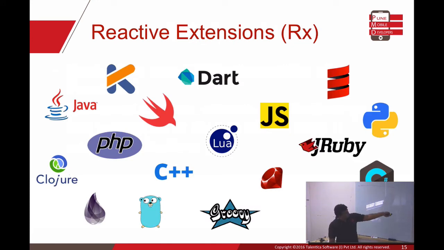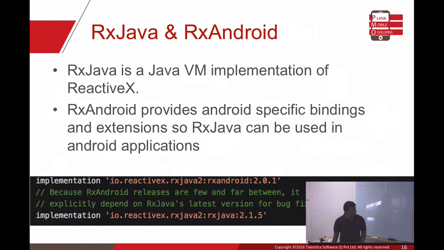So yeah, there's no Android here, right? Where's the Android here? So we use RxJava and Kotlin, if you are using Kotlin with RxJava, to implement reactive programming in Android. So RxJava is a JVM implementation of ReactiveX, and RxAndroid provides whatever is missing from RxJava, the Android specific things, so we can use it with Android app development.